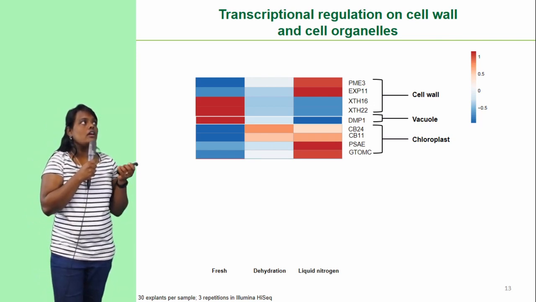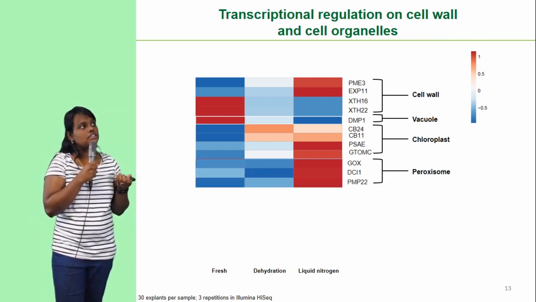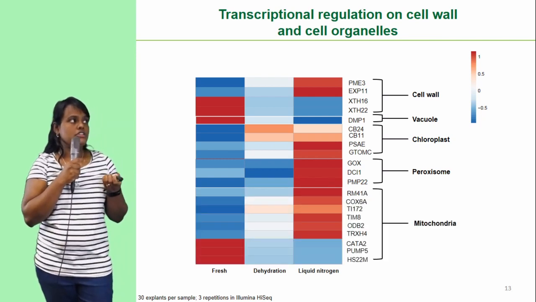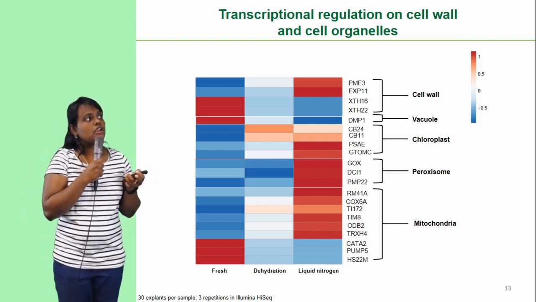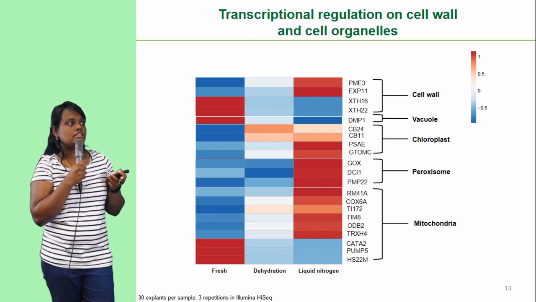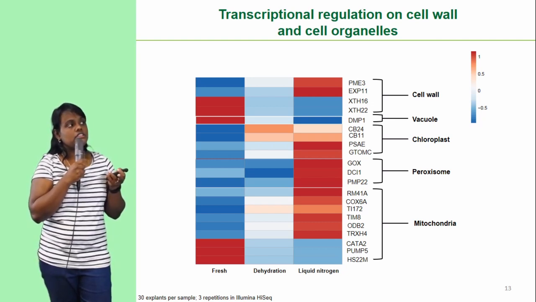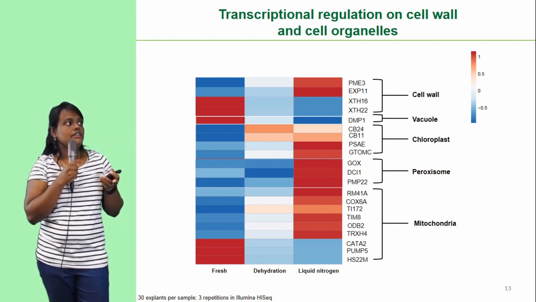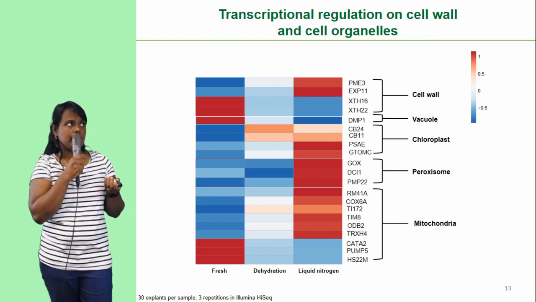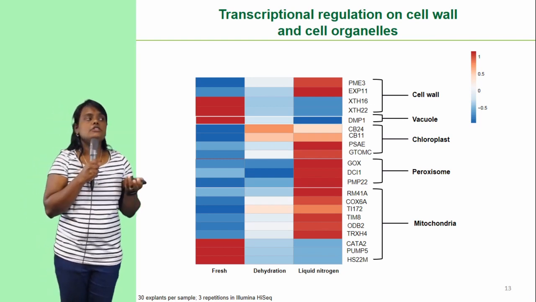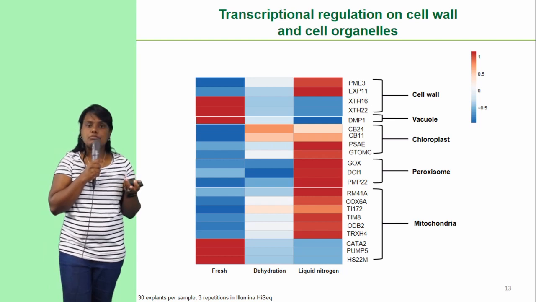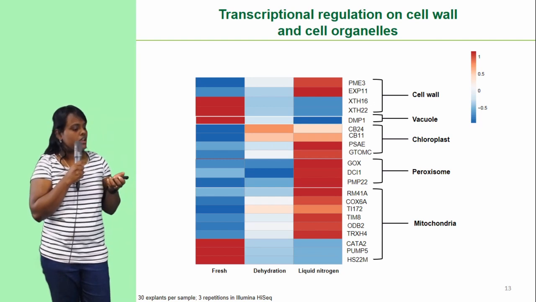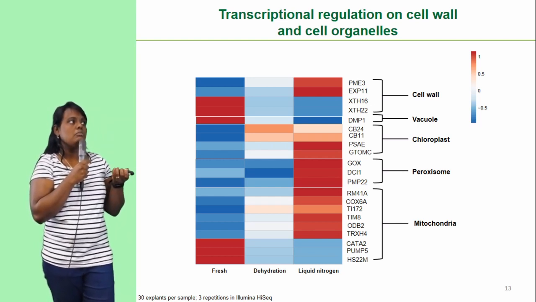They all are upregulated. And we also see the peroxisome genes are upregulated. And the final set of genes are the mitochondrial genes, which are upregulated from RM41A to TRXH4. And the other set of genes, kata, pump, and heat shock proteins, are all downregulated after liquid nitrogen treatment. As we all know, the mitochondria is the powerhouse of the cell where ATP production takes place. So when we see the differences in differential expression here, let's see what happens to the ATP.